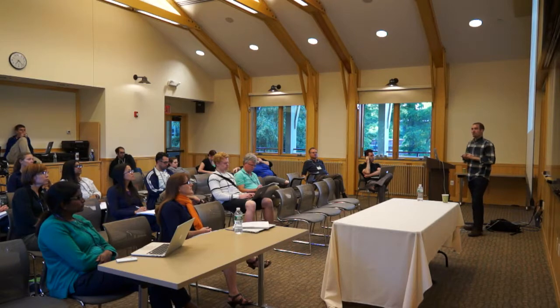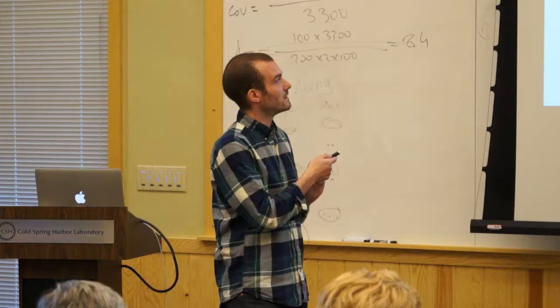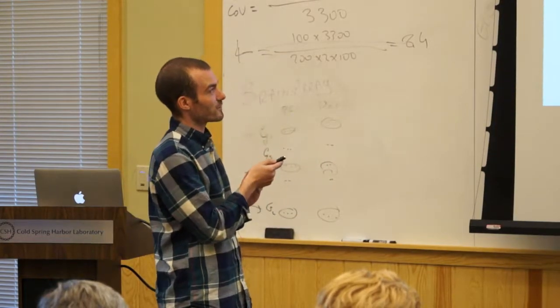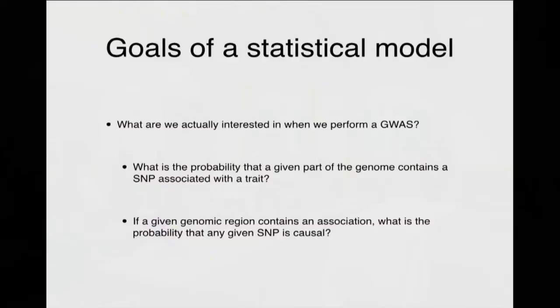And so the goal of the statistical model I'm going to talk about is, the fundamental question is, what are we actually interested in when we perform a genome-wide association study? One, what is the probability that a given part of the genome contains a SNP associated with a trait? We're not really interested in the p-value. We're interested in the probability that there's a SNP there that influences the trait. And if a given genomic region contains an association, what's the probability that any of them is the actual causal site?